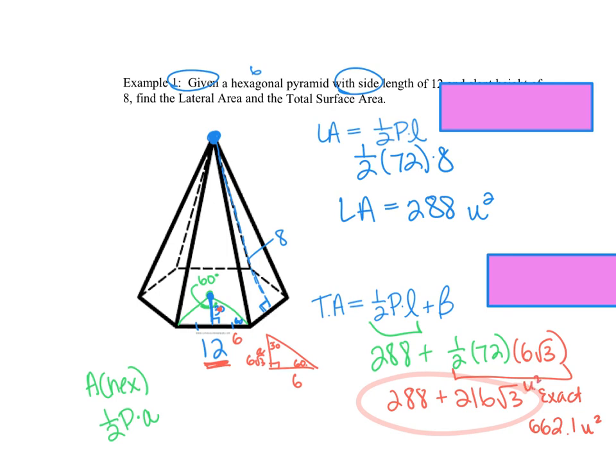Okay, total surface area, you add the base. L, that's your slant height. You may have to find it. It may be given to you.